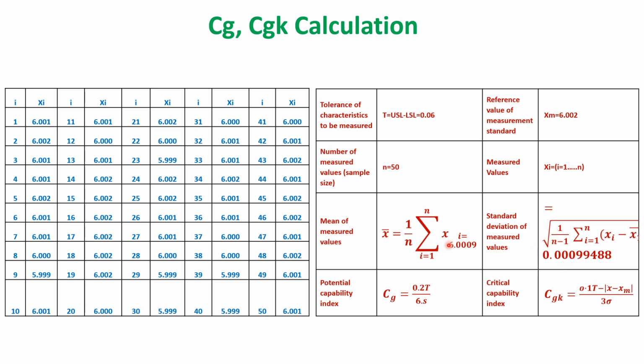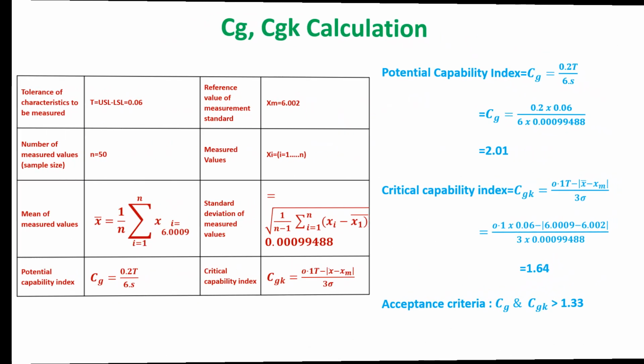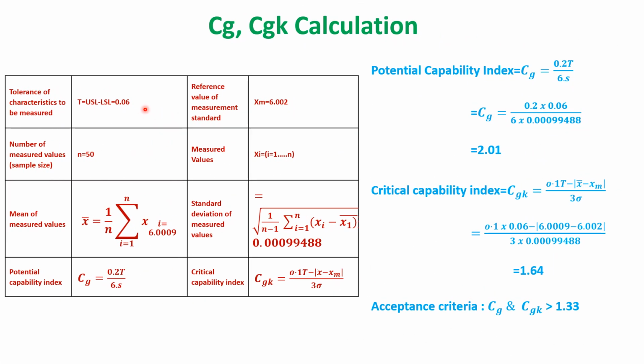Now this is the basic thing for the calculation of Cg and Cgk. So how is it to be calculated? You simply put the values in this particular formula and you will get the value of Cg and Cgk. Let us do the same in the next slide. Now these things are carried forward from the previous slide. This is the tolerance, this is the master value, the number of jobs was 50. We have calculated this average, and this value we have got for the standard deviation.